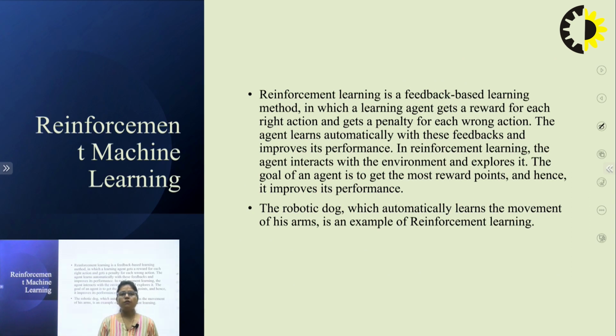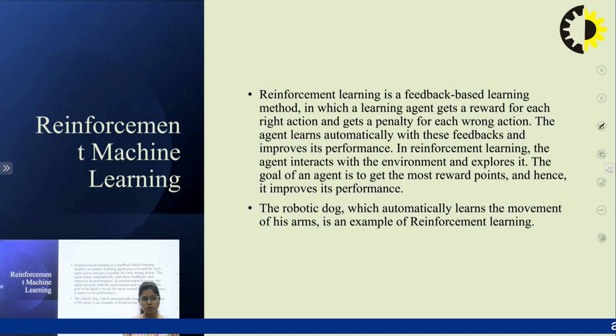Reinforcement learning. Reinforcement learning is a feedback-based learning method in which a learning agent gets a reward for each right action and a penalty for each wrong action. The agent learns automatically with the feedback and improves its performance. In reinforcement learning, the agent interacts with the environment and explores it.